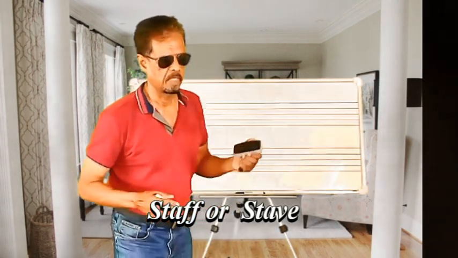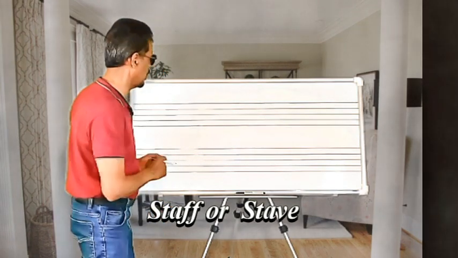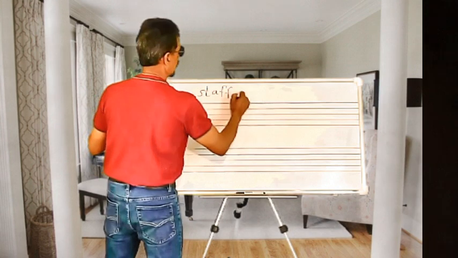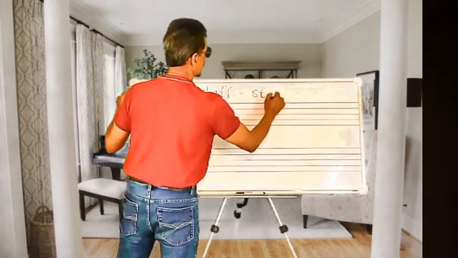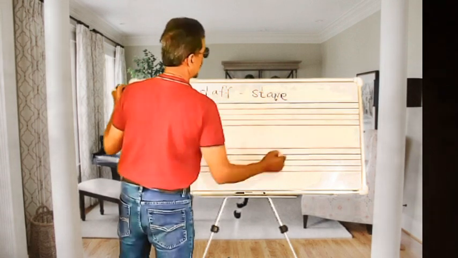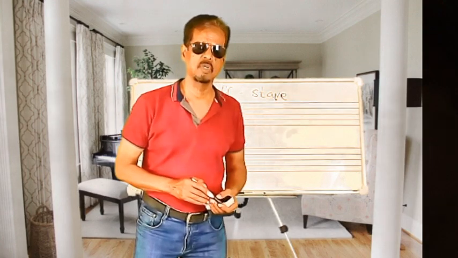Music is written on a series of 5 parallel lines which is called the staff or the scale. These are the 5 parallel lines and we call it the staff or the scale. The word scale is more commonly used.